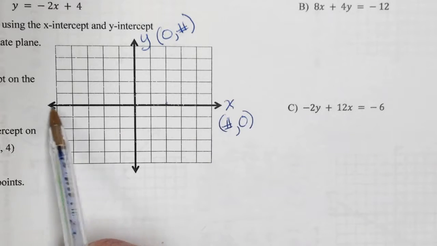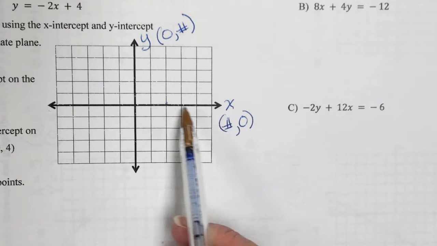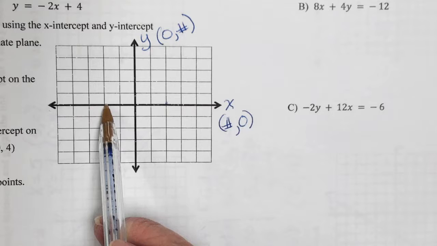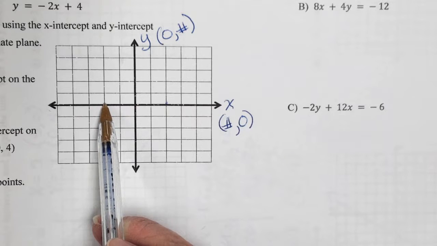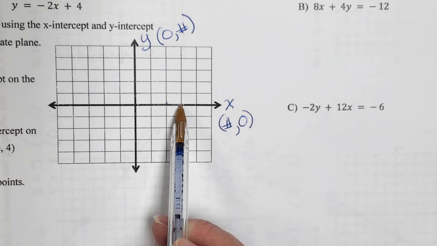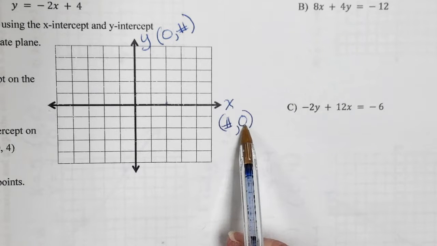The axis that runs horizontally is the x-axis. If I pick any point on this x-axis, for example this one, that would be -2, 0. If I picked this point right here, it would be 3, 0 as the ordered pair. So the first value is a number and the y value is always 0 for the x-intercept.